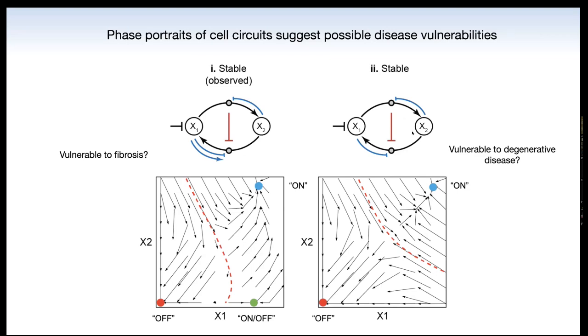But then there are other designs that we find computationally, and they presumably exist also amongst cell-cell interactions. In this case, if you don't have autocrine signal, you don't have this pathological stable state with cell X1 alone. So these types of tissues that have these cells with this circuit of interaction will not be vulnerable to fibrosis. But on the other hand, the basin of attraction to the off state is much bigger here, which may suggest that these types of tissues will be vulnerable to degenerative diseases instead of fibrotic diseases. And this is something that we're still exploring, whether that's indeed the case.